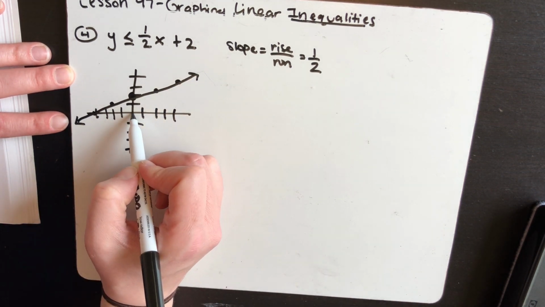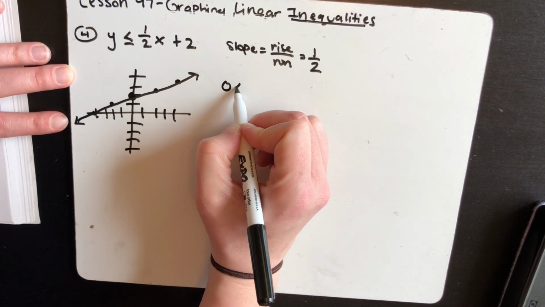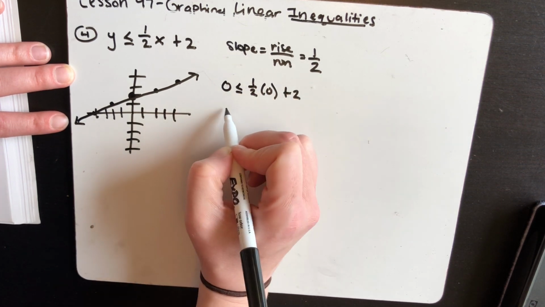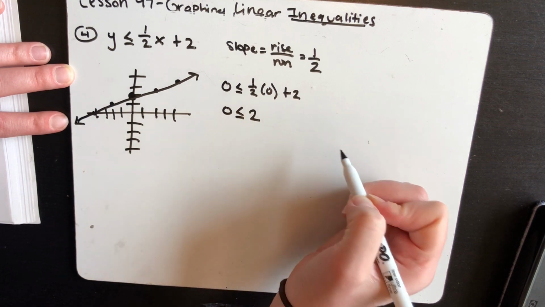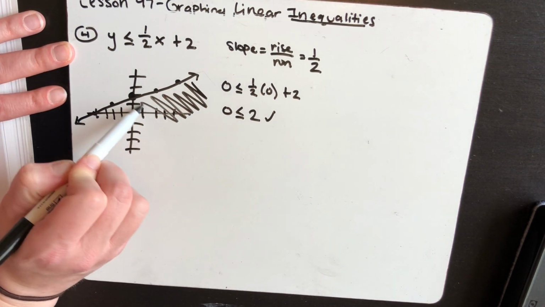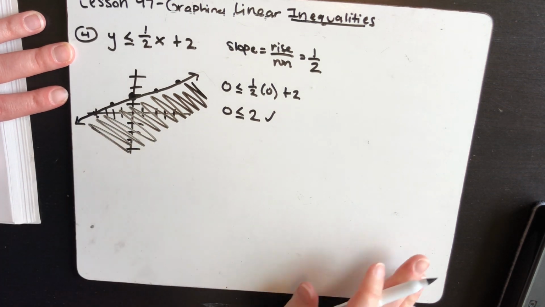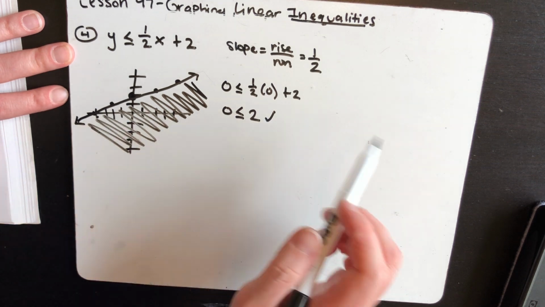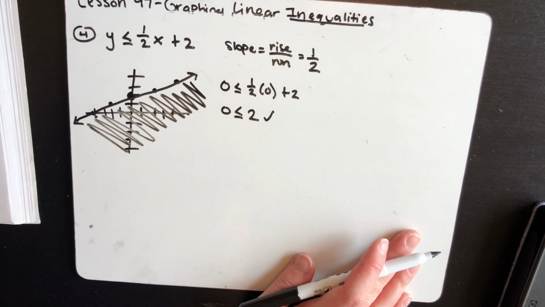I'm going to test my origin again. So is 0 less than or equal to 1/2 times 0 plus 2? Is 0 less than or equal to 2? Well, yes it is. So this time I'm going to shade (0, 0). So my solution is anything that's on this part or this side of the line.